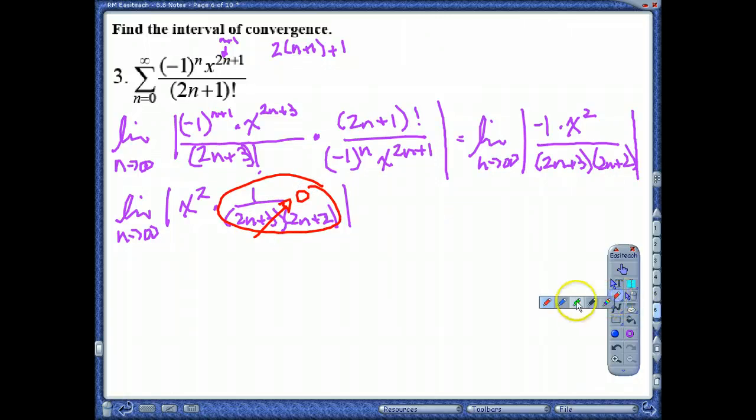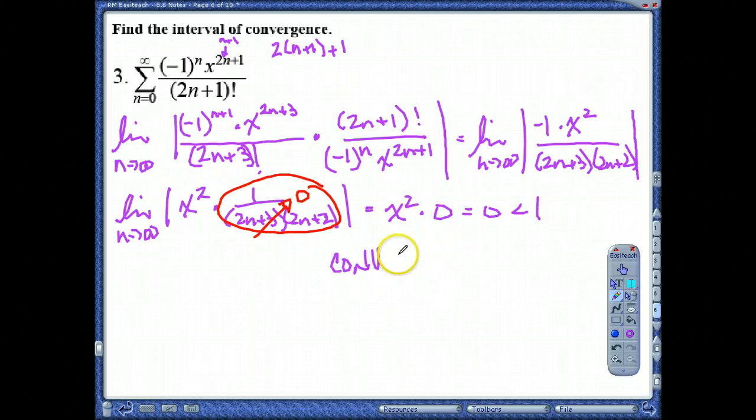So I will be left with x squared times 0. Well, it doesn't matter what x is equal to. Any number times 0 is still going to be 0, which is going to be less than 1. So this converges everywhere, okay, for all x's, which means my radius would be infinity because it's all the numbers, okay.